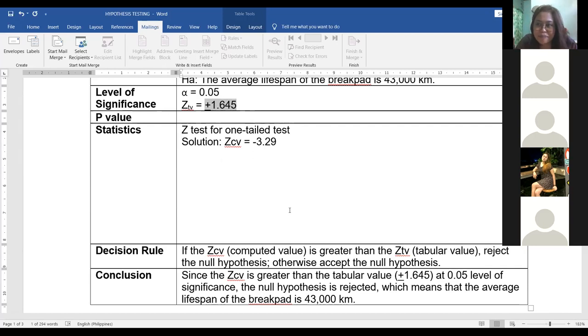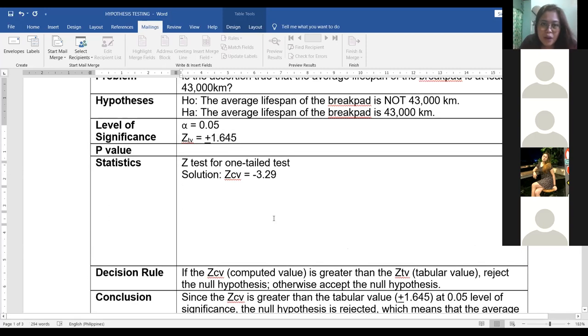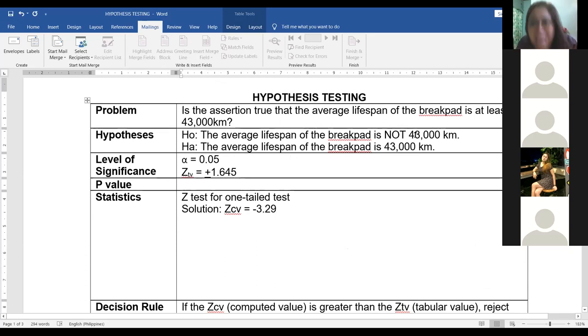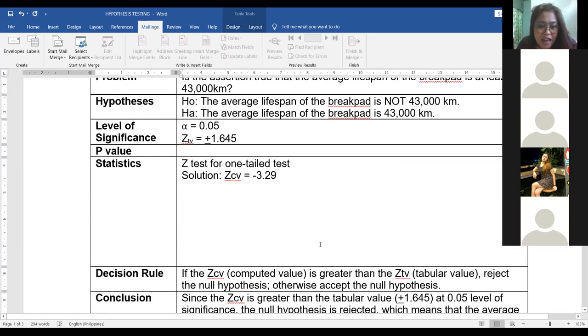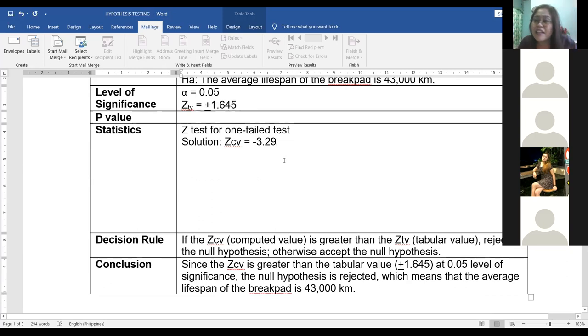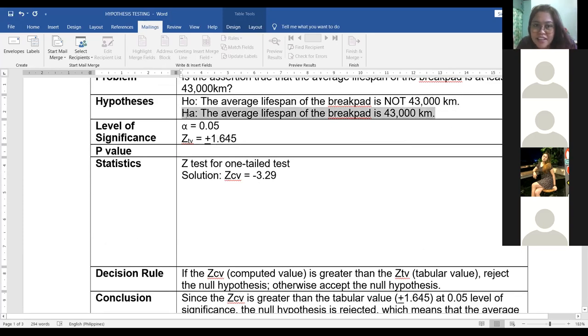You will be disregarding the sign, class, because as you can see on the table, it's either positive or negative. But if the number there is greater than the tabular 1.645, then reject the null hypothesis. What is our null hypothesis? Our null hypothesis is the average lifespan of the brake pad is not 43,000 kilometers, but the computed value is negative 3.29. It's greater than the 1.645. So you reject the null hypothesis, and you have to accept the alternative. So the claim of the company is correct, class, that the lifespan of their brake pad is 43,000 kilometers, based on the experimentation done with the jeepney operator.